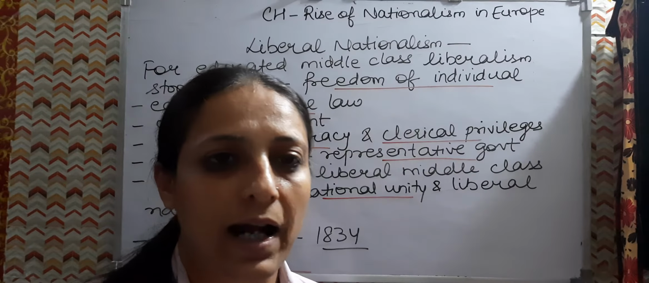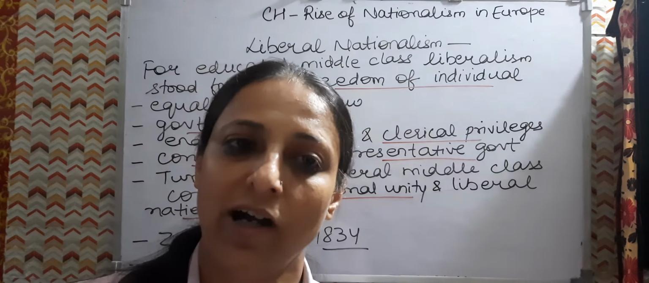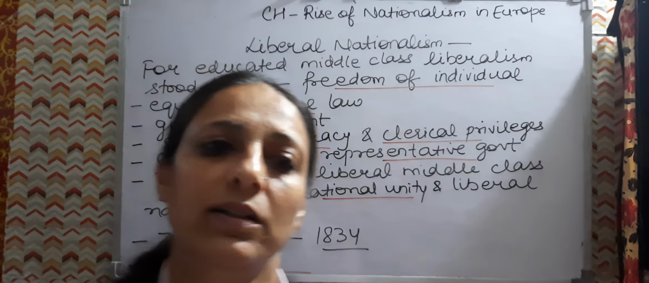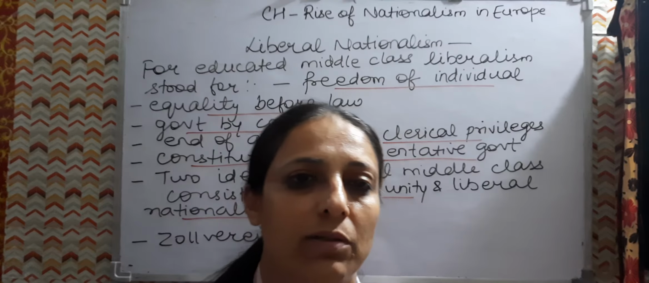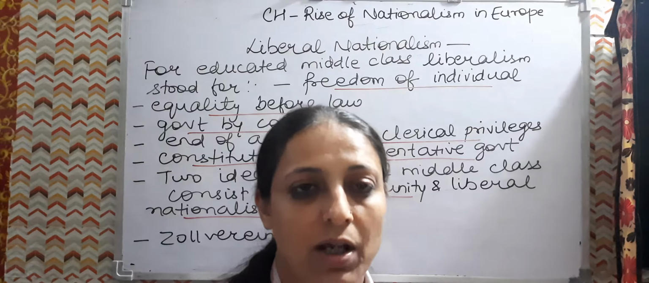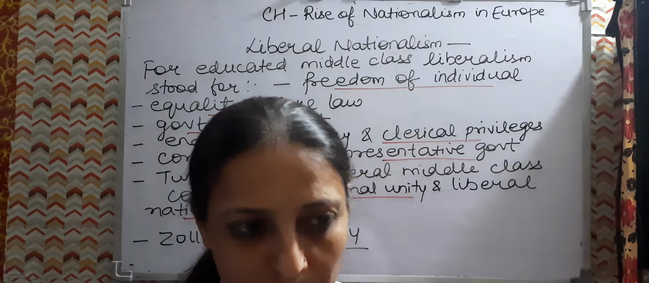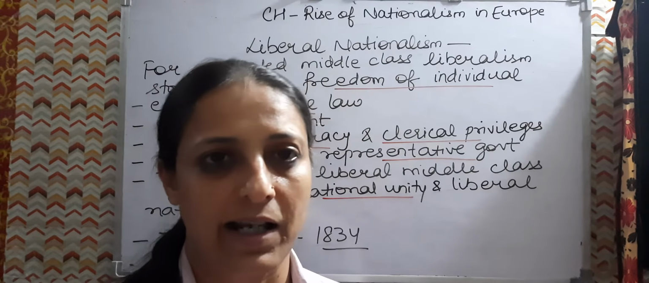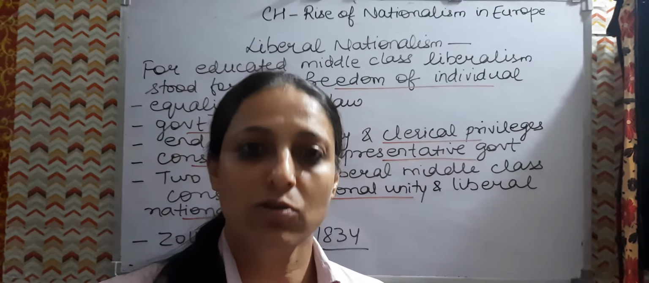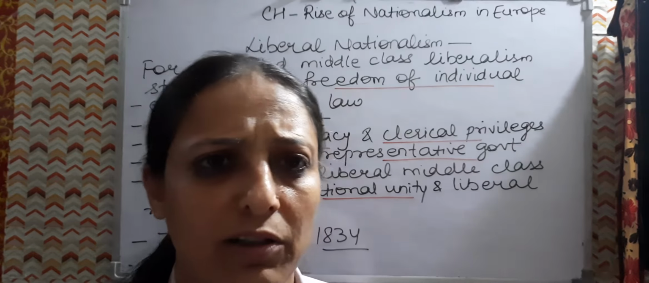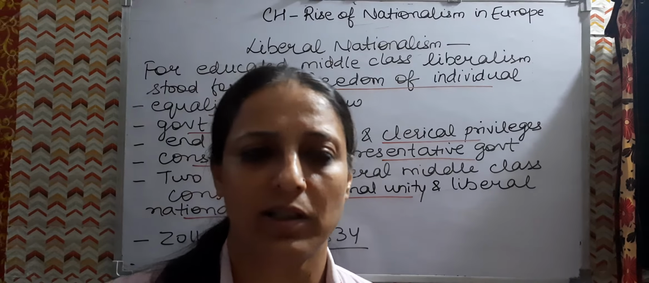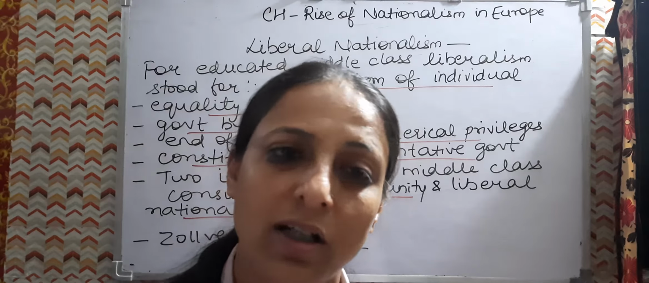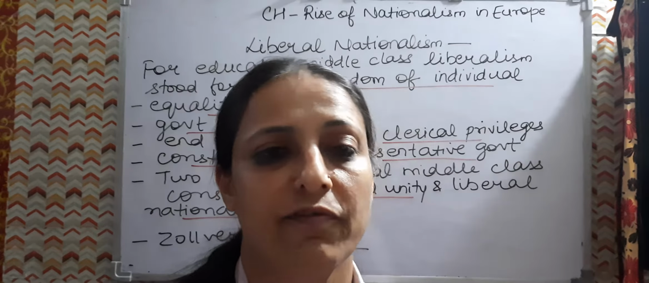According to that, the active citizens, the men who are 25 years of age and having property, who are paying taxes, will be entitled to vote, and others, like the women and the non-property men, will not be allowed to vote. So the passive citizens, the less prosperous section of society, who were denied the voting rights after the revolution, started their struggle. They formed political clubs, started writing in newspapers, and started mobilizing people for their suffrage rights. So they started the suffragette movement.